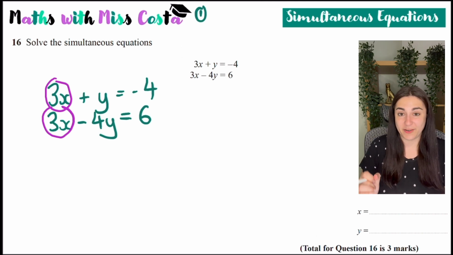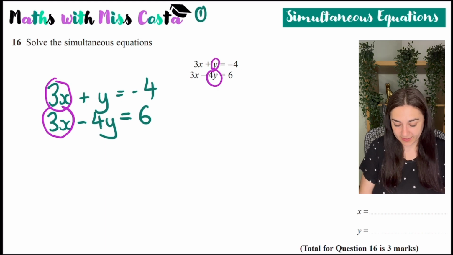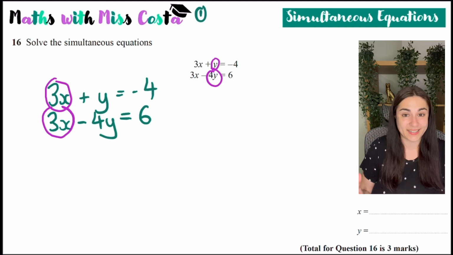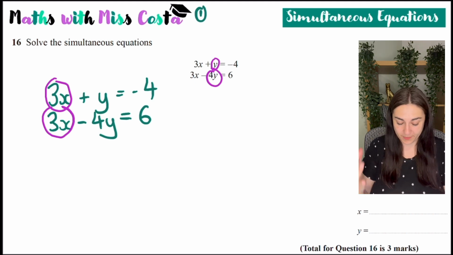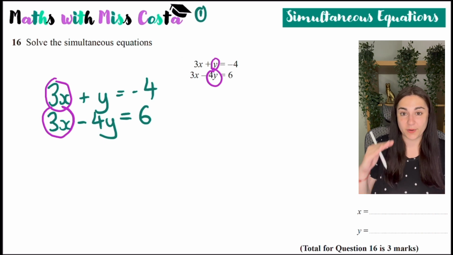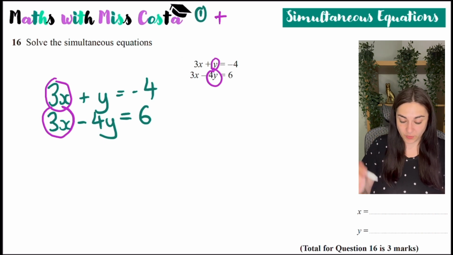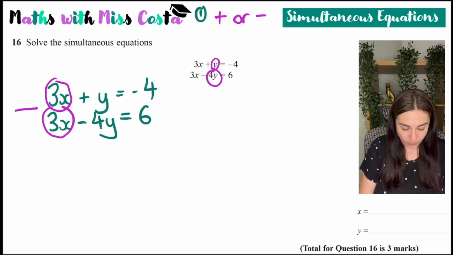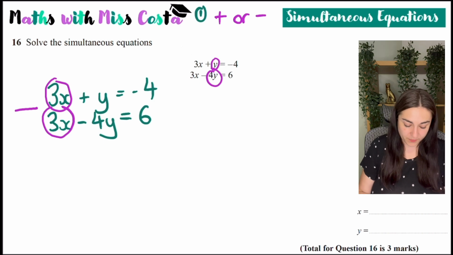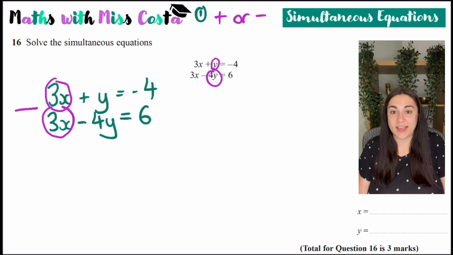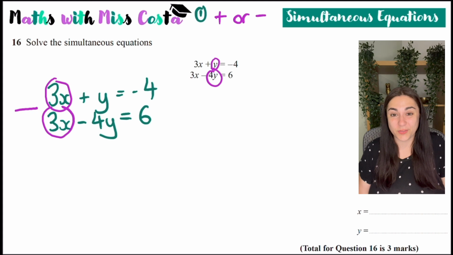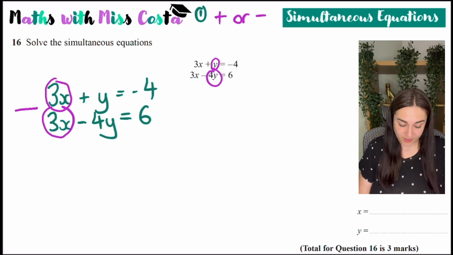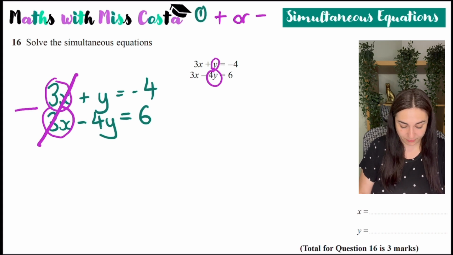So once you have variables that have the same coefficient, like y and 4y, they're not the same because y is not the same as 4y, whereas 3x is equal to 3x. So I circle those and I think, how can I eliminate them? Do I add, or do I subtract in order to eliminate? Well, 3 take away 3 is 0, so I know I'm subtracting. And then I have to subtract the whole equation. So 3x take away 3x is 0.